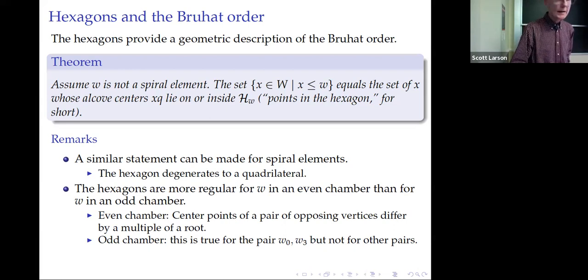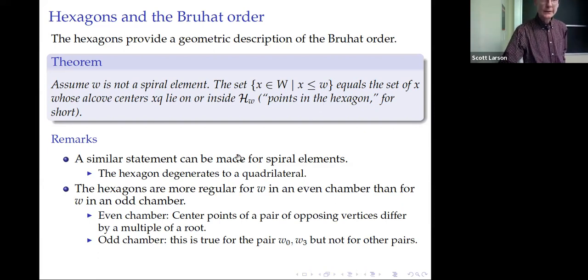This theorem can actually be phrased to include the spiral elements, but because of the procedure for reflecting, where you don't do any reflection, it degenerates to a quadrilateral. I called it a triangle on the previous slide, but in hindsight, one of the edges is really short, and it should be thought of as a quadrilateral.